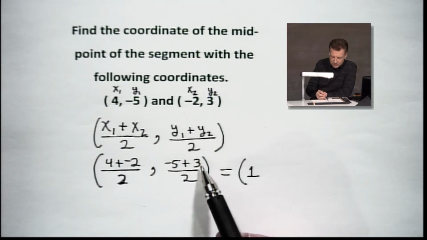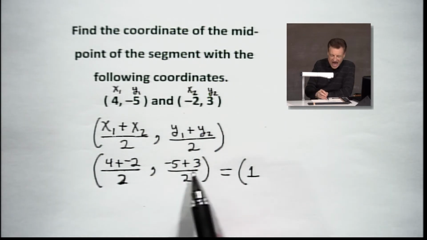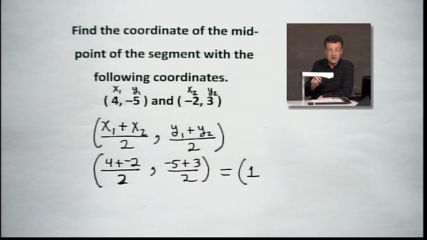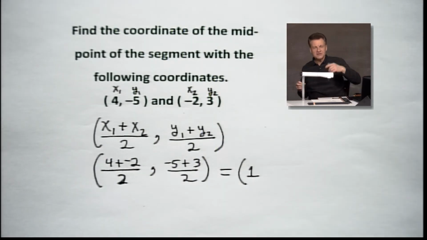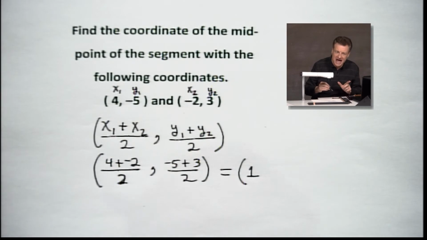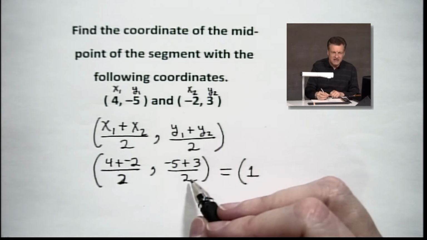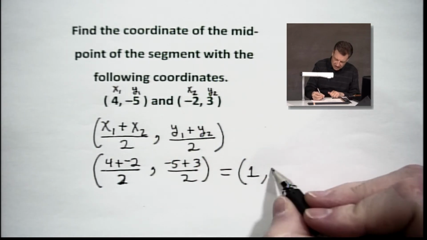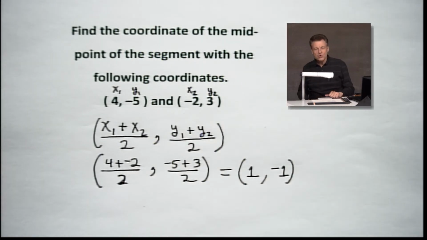Now, hang out with me on the y's. Negative 5 plus 3 gives me what, negative 2? Because the negative is bigger, isn't it? The absolute value of the negative number is bigger, so we're going to go with that sign. And goodness, that's negative 2, I think we did, right? You got it? Negative 2, let's divide that by 2. We're going to have negative 1. There you go. There's your new midpoint.